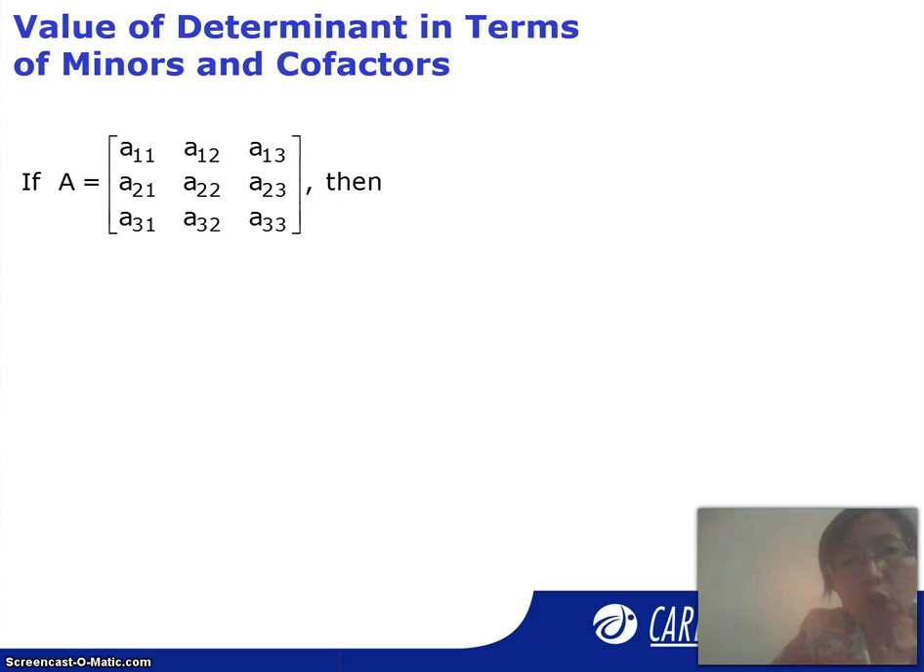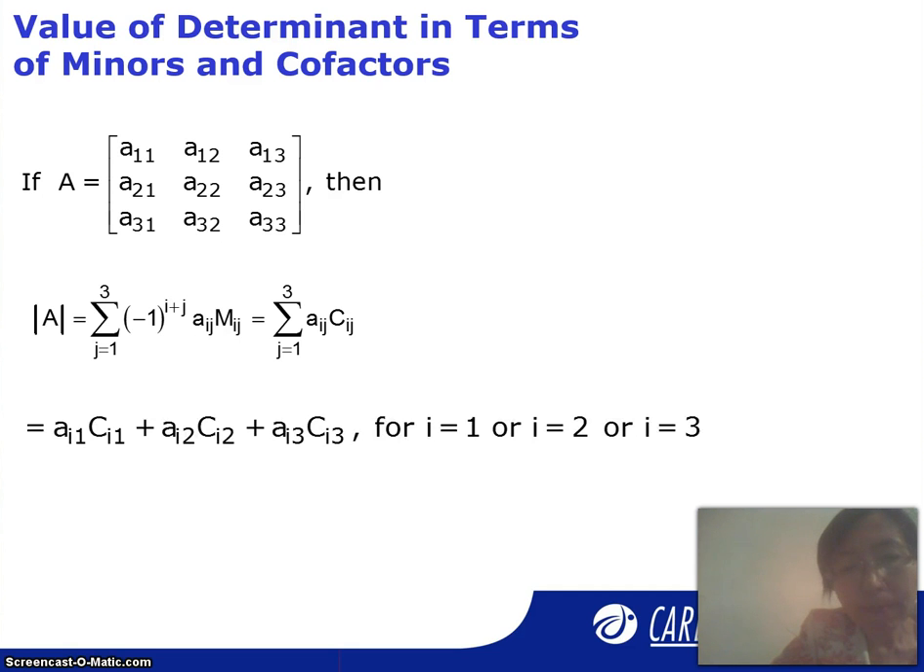Value of a determinant in terms of minors and cofactors. If A is a third order determinant, then this determinant will be equal to the sum of products minus 1 in the degree i plus j, aij multiplies minor Mij. So it can be written as the sum from j equals 1 to 3, aij multiplies Cij.